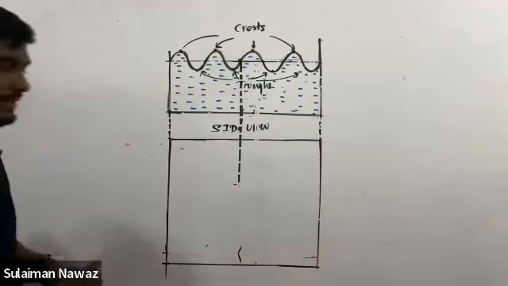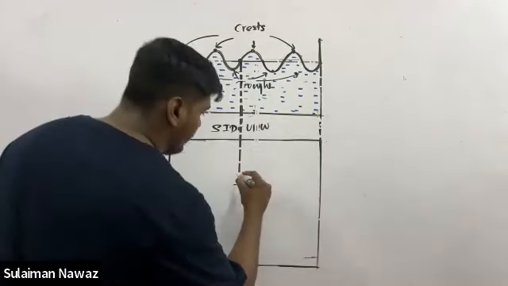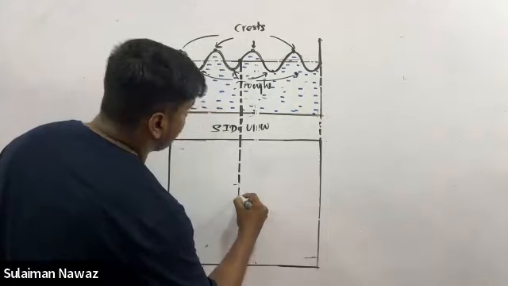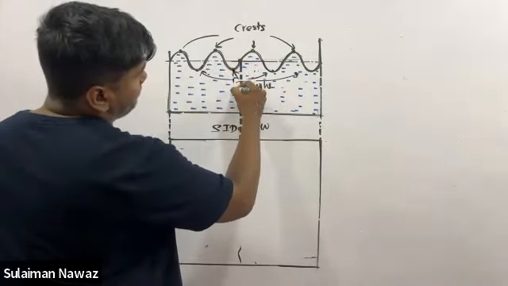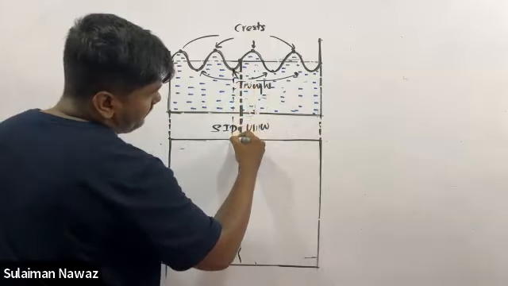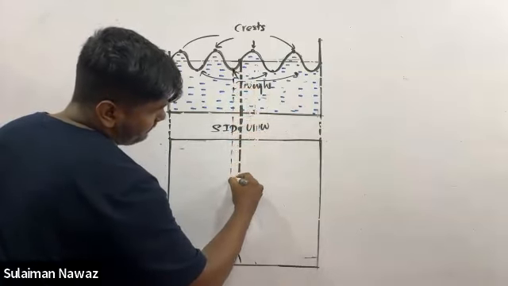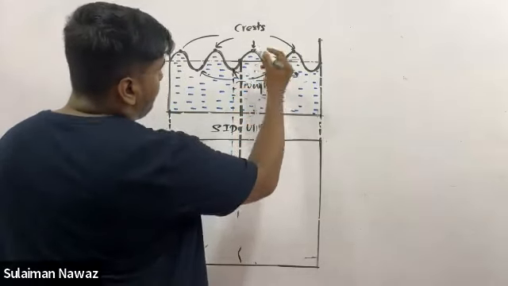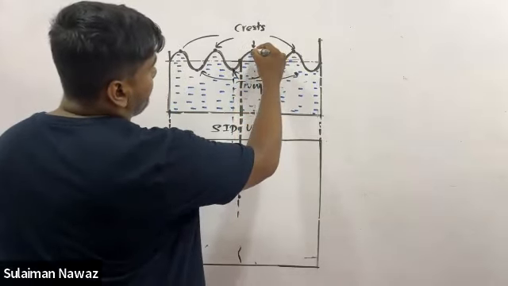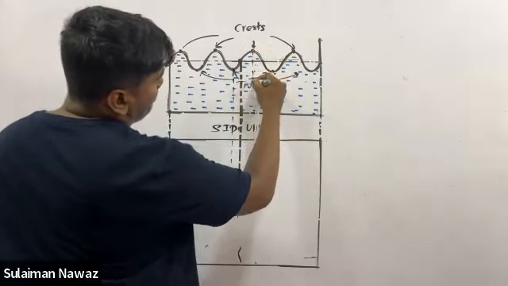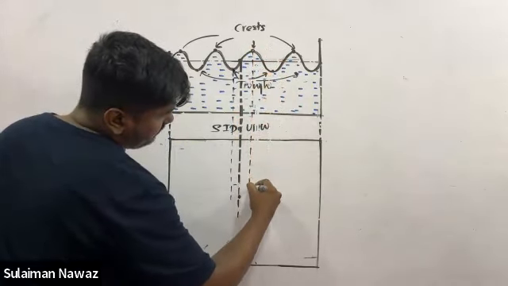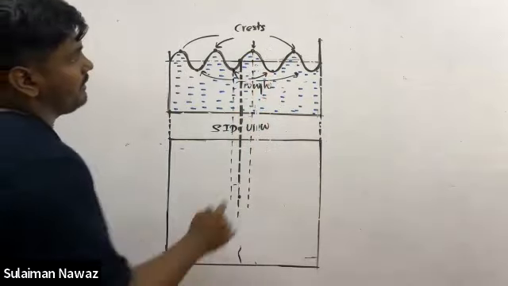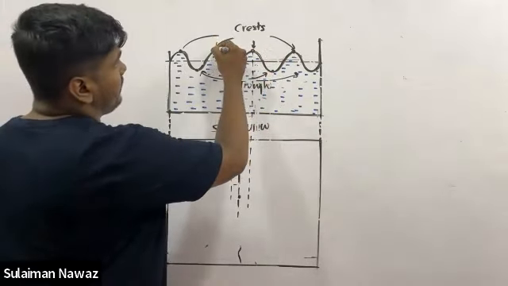Then you'll be able to obtain this type of wavefronts. Look at it. Circular shape. Now this is your trough. If we mark the trough, now crest, and this is crest. Here is your crest. Here is our crest. Look at it.